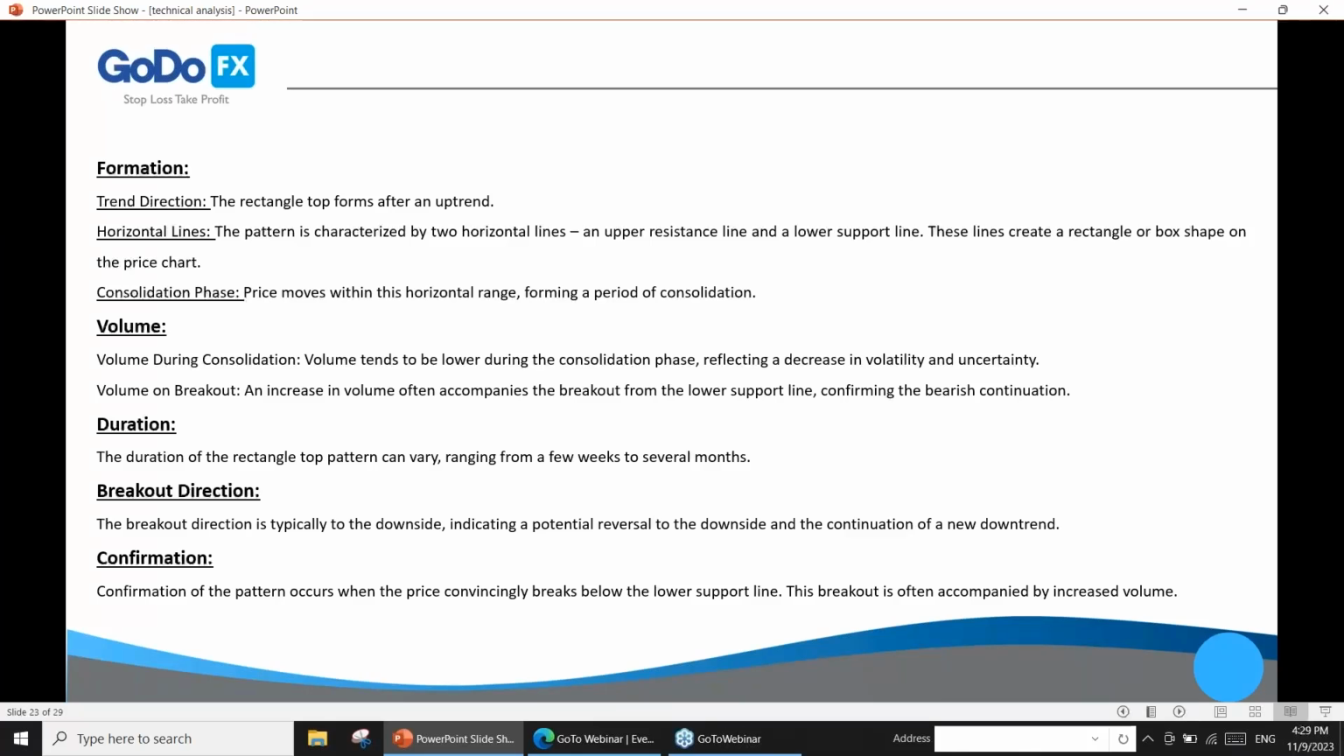And the confirmation of the pattern occurs when the price convincingly breaks below the lower support line, and this breakout is often accompanied by an increase in volume.